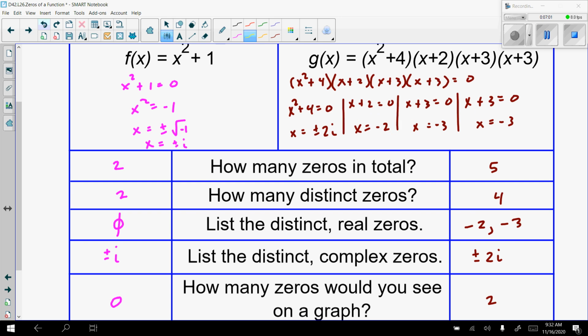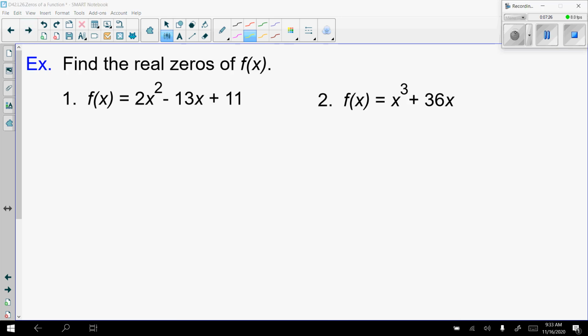So I hope this helps in learning and figuring out how to tell how many zeros there are in total, how many distinct zeros there are, if we are trying to find the distinct real zeros, if we are trying to find the distinct complex zeros, and also how many zeros you would see on a graph. Please move to the next slide. Please take a moment, copy down the directions, and then for numbers 1 and 2, find the real zeros of f(x). Please pause the video and do so.